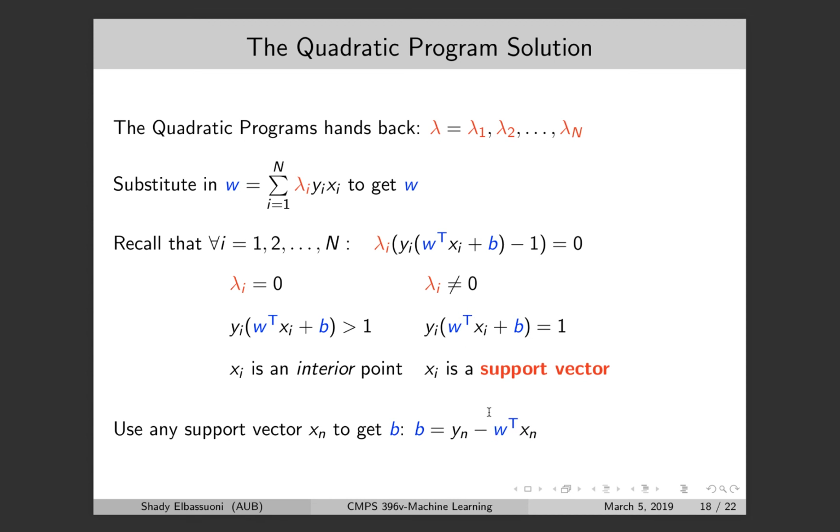I know the w already, I computed it using this equation. I have yn, it's a label, and xn is a feature vector. I get the b. It's obviously a scalar. yn is a scalar, and w transpose times xn, the dot product, gives me a scalar. Okay. So I got the w and the b. I've solved my problem. I got the model.